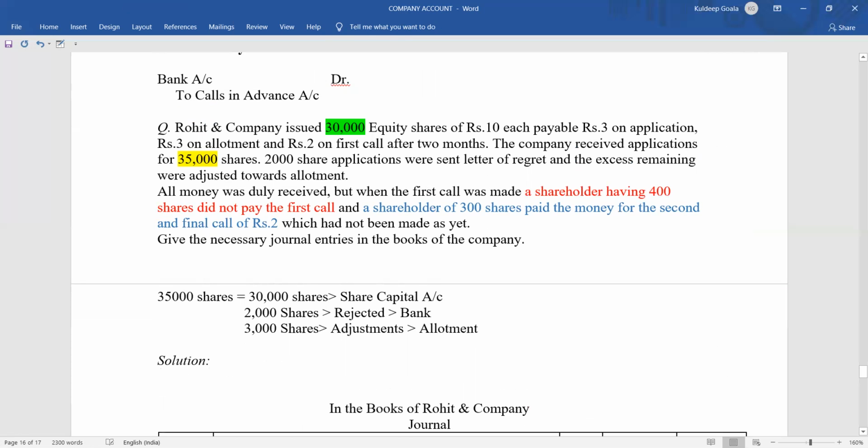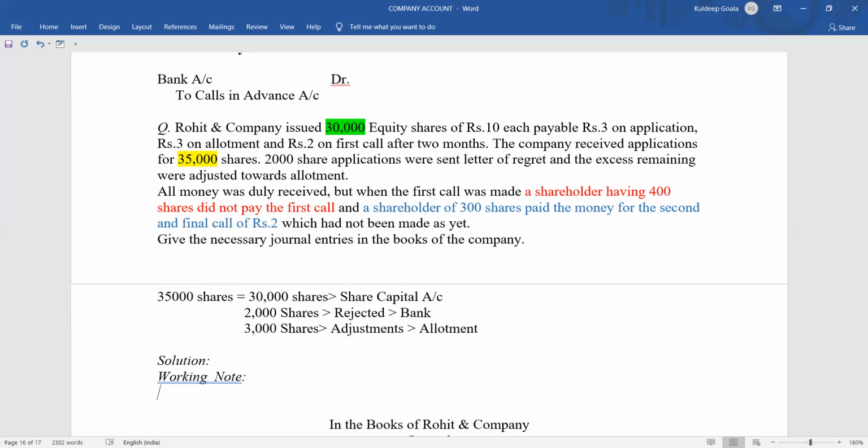So I'll make a working note for all of you to understand both calls in arrear as well as calls in advance, to find out what the amount is. Let us see this working note. Calls in arrear: a shareholder having 400 shares did not pay the first call money. First call money was of how much? It was of 2 rupees, right?